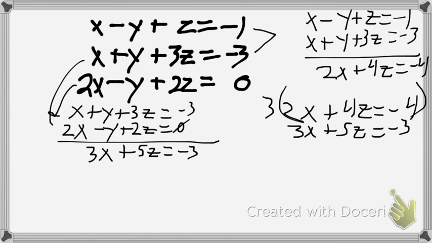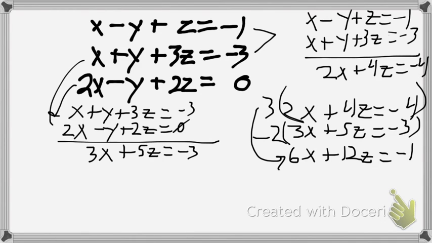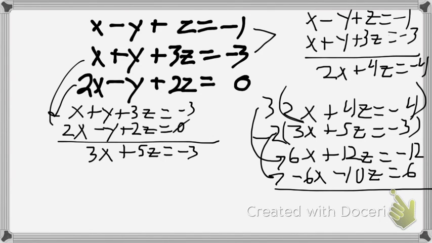But what I'm going to do is multiply the top equation by 3 and the bottom one by negative 2. Now what this is going to do is allow me to eliminate my x's. Not literally, eliminating x's is illegal, but algebraically it's fine. So it goes 6x plus 12z equals negative 12. The bottom equation then becomes negative 6x minus 10z equals negative 6. Add those two together, we get 2z equals negative 6, or z equals negative 3.